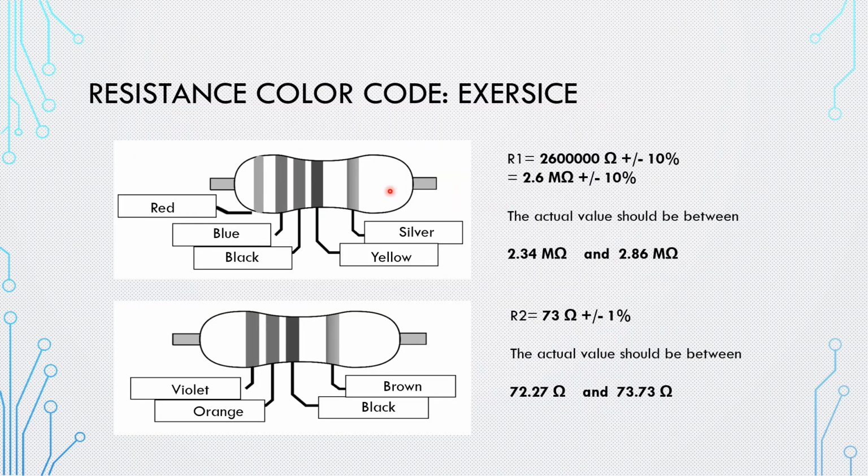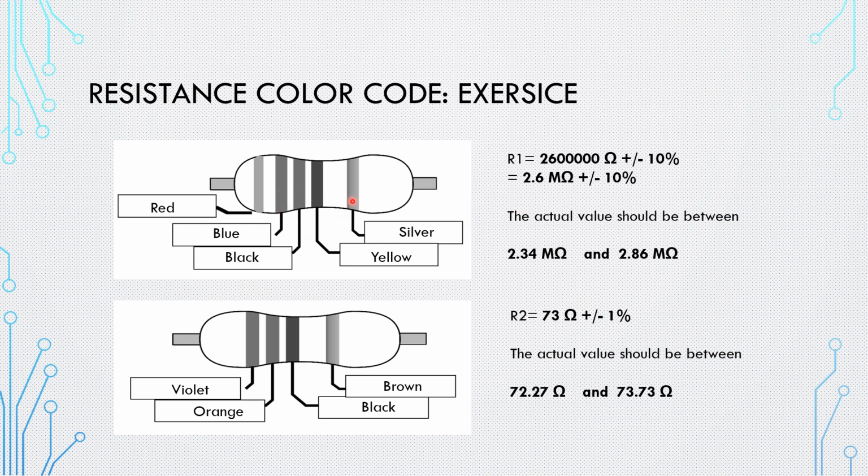So if I'm given this resistor and asked to find its value from its color, the first color here is red, the second color blue, third color black, fourth yellow, the fifth silver. The first thing you have to keep in mind is what kind of resistor I have, 4 color or 5 color. Here I'm having 5 color, so I'm allowed to use the whole table. I'm not neglecting any columns.